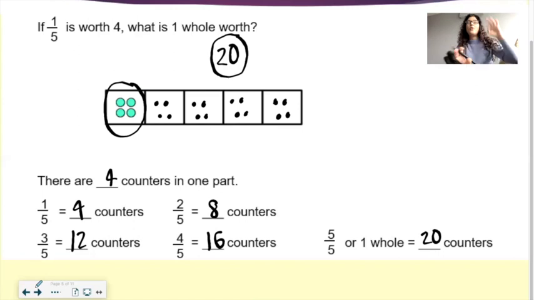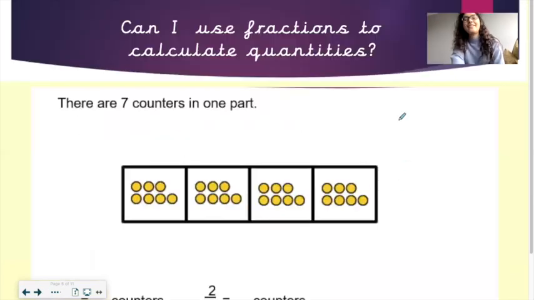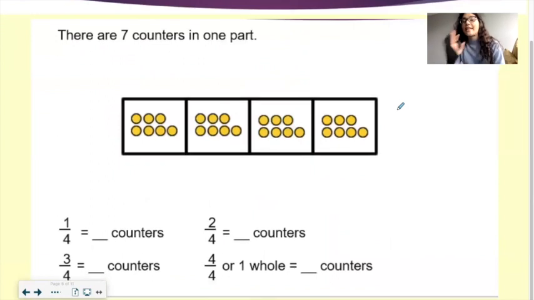You've already, without knowing it maybe, calculated quantities based on fractions or using fractions. So well done. Next one, there are 7 counters in one part.